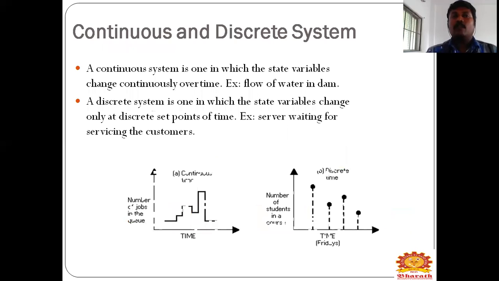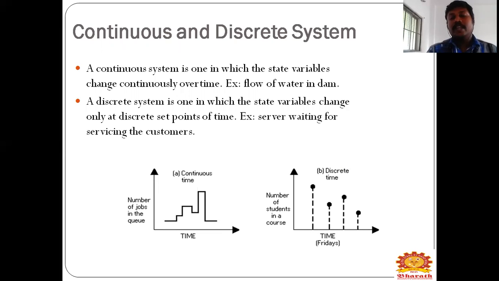And next one is what is a continuous system and a discrete system. You know that the continuous system will have a continuous flow of signals in a certain time. For example, flow of water in a dam. And next one is a discrete system, one in which the state variable changes only at a discrete set of points in time. For example, a server waiting for a customer to serve.